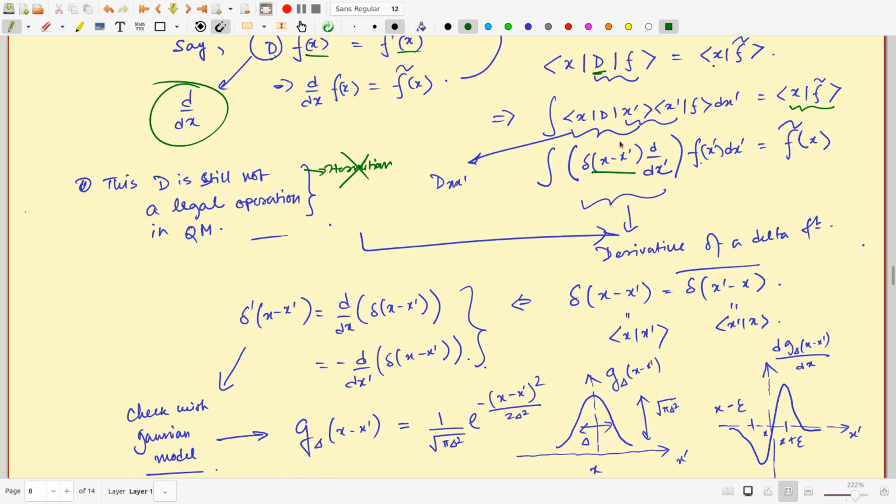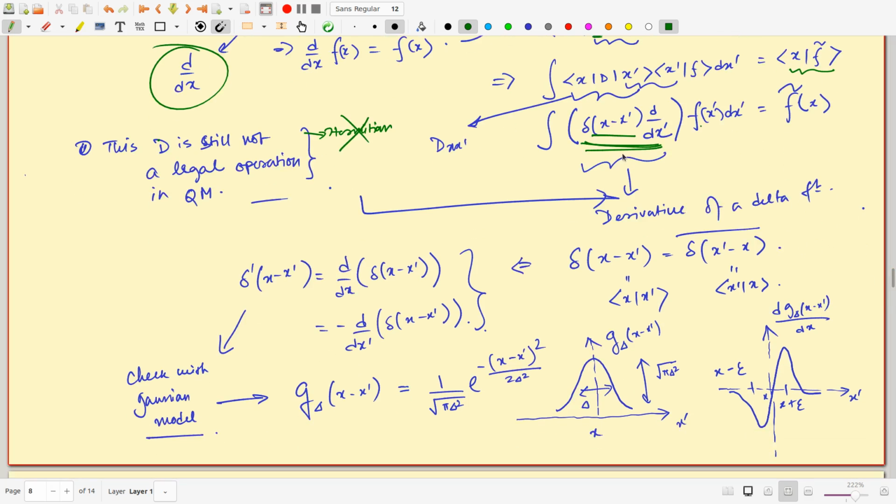So let us inspect this object, and we will see that it is basically a derivative of a delta function. Now a derivative of a delta function is already a weird object. How do I understand or visualize a derivative of a delta function? First notice that the delta function itself has a symmetry with respect to x and x prime. That is not a surprise, because one represents x prime x and the other x x prime, and these two are the same thing, because they are orthonormal vectors if I think of it from a vector perspective.